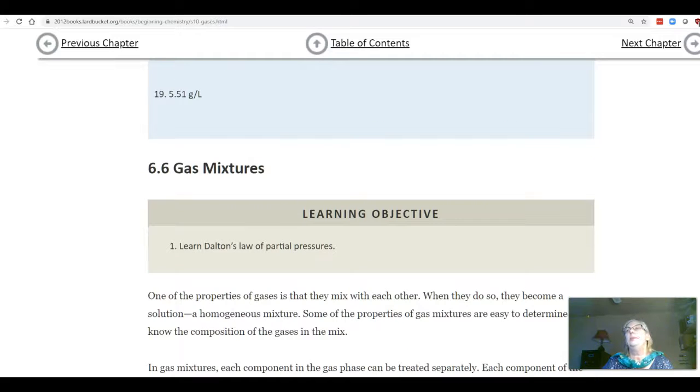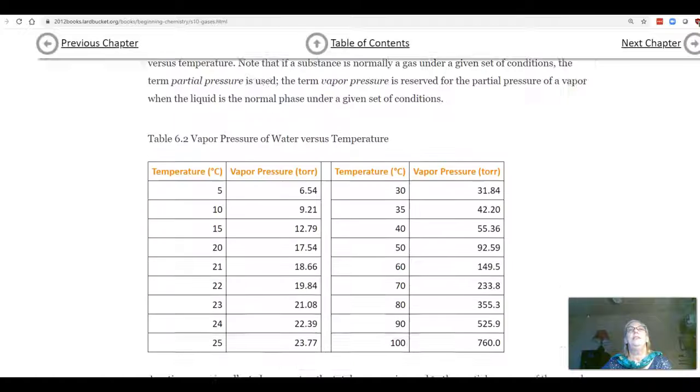And then they're going to talk about gas mixtures. So if you add gases together, the total pressure is the addition of all the pressures of the individual gases. So it's a simple equation. It's very easy. Don't make this harder than it is. It's just the total is going to be the addition of all the individual pressures of gases that you have. That's an easy equation.